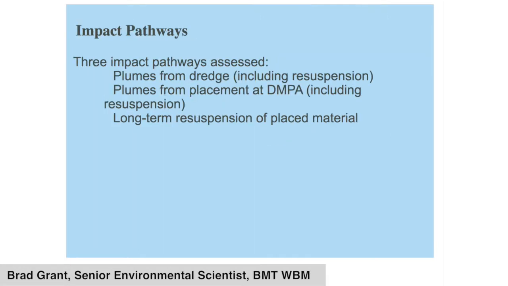So when you were talking about this, there's really three impacting pathways. There's the plumes from the dredge. So when it's dredging, the overflow, the plumes from the dredge head, and then when that settles on the bottom, that's available for resuspension. So that's the first pathway. The second one is plumes from placement at the DMPA. So when the dredge goes out there and it places the material, there's surface plumes which go in the water.